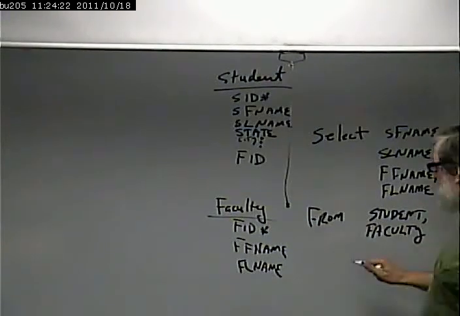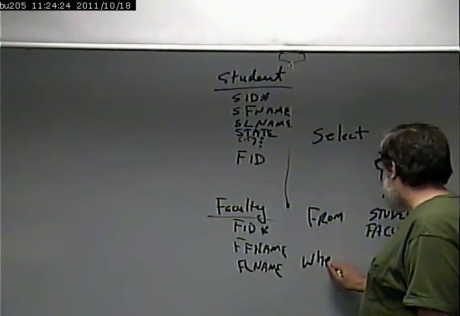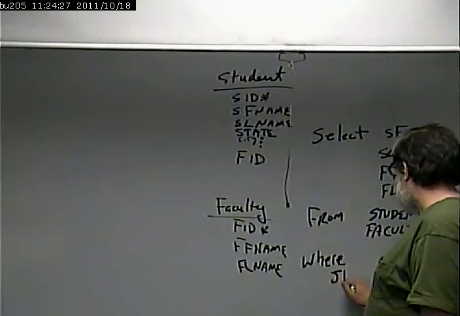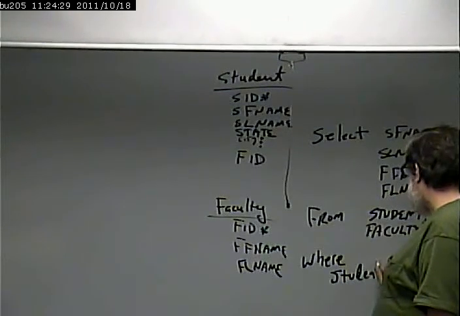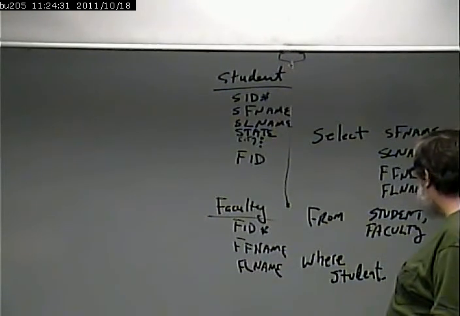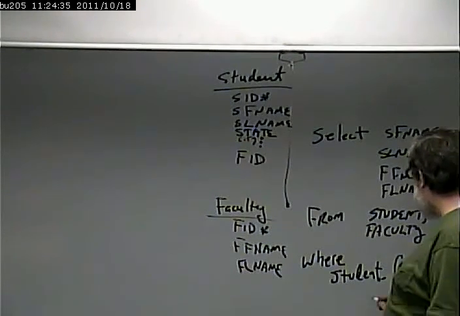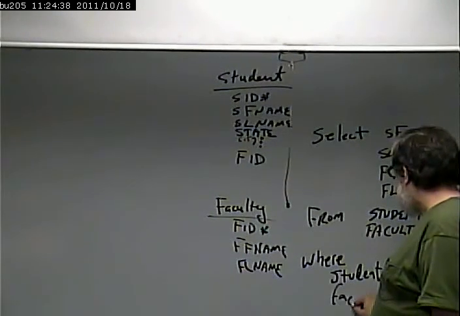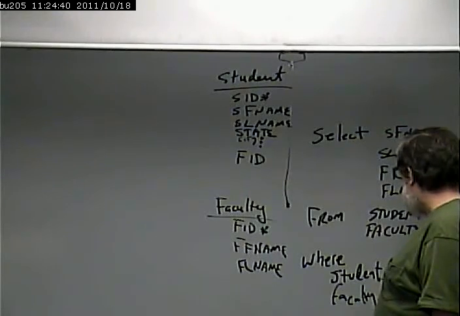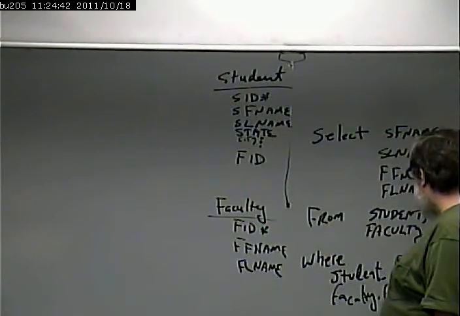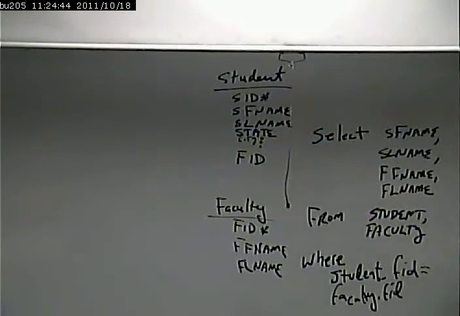So, what we're going to say is where student dot FID equals faculty dot FID. That's how we match up faculty and student. I've never seen the dot. Okay, we'll talk about that in a second.